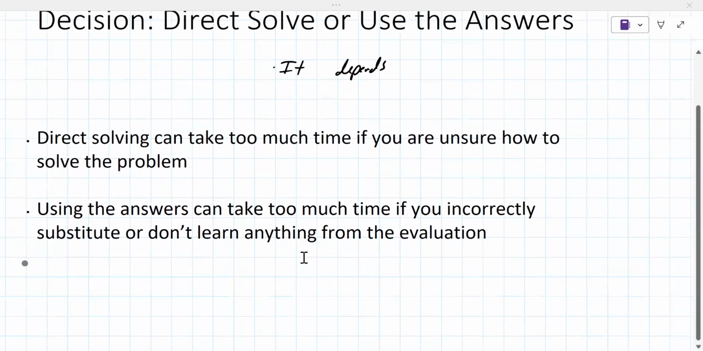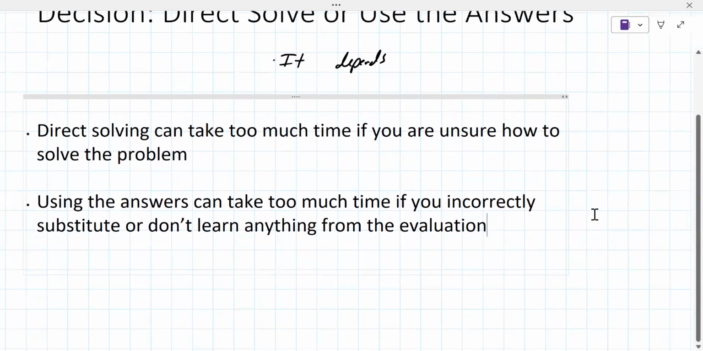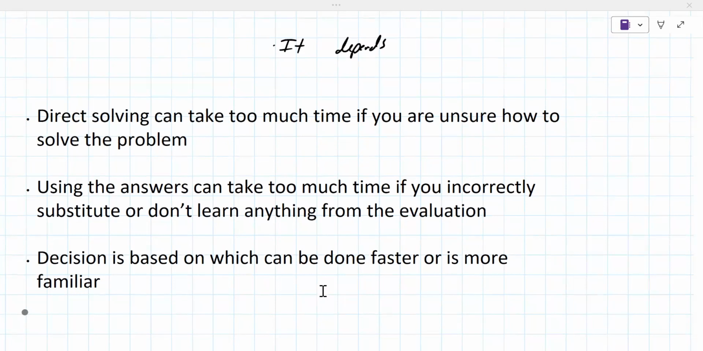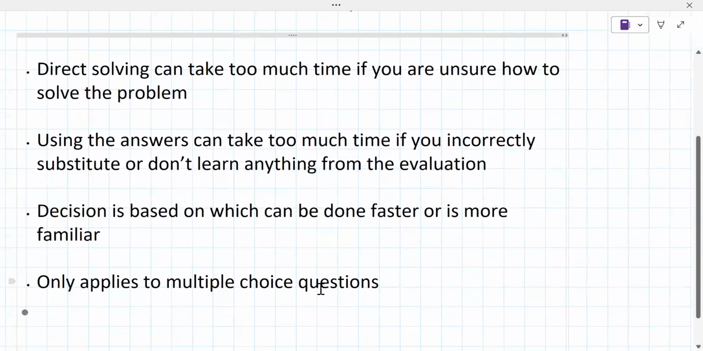So really your decision, what you decide to do, comes down to which is faster or more familiar to you. Meaning, if you think you can directly solve it, you should directly solve it. If you feel like, okay, I'm going to be faster trying the answers, then you should do that. It's totally up to you. And that's the challenge here. And so the more practice you do, the more you'll be able to make a decision.